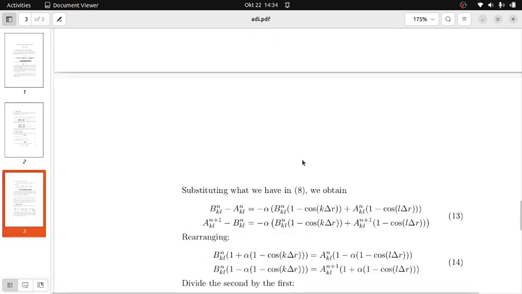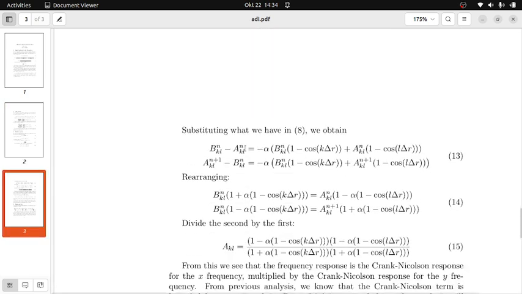And if we substitute this in the equations, for the first one we'll have b_kl^n minus a_kl^n equals minus alpha times b_kl^n (1 minus cosine k delta r) plus a_kl^n (1 minus cosine l delta r), and the second equation, a_kl^(n+1) minus b_kl^n equals minus alpha times b_kl^n (1 minus cosine k delta r) plus a_kl^(n+1) (1 minus cosine l delta r).